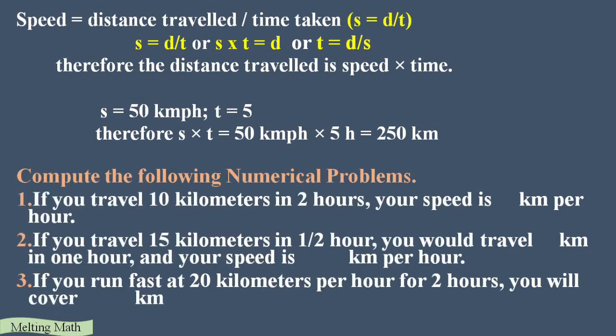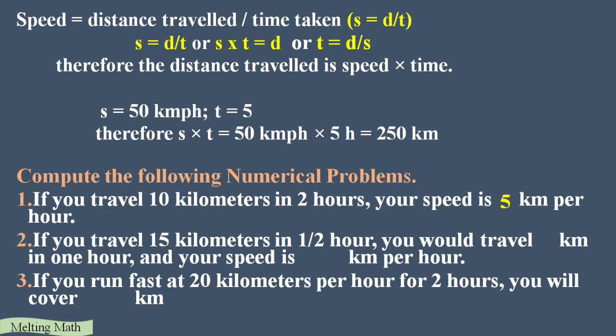First question: if you travel 10 kilometers in 2 hours, your speed is dash kilometer per hour. Here, 10 kilometers is the distance. So distance divided by time, that's speed. We have to find the speed, so distance divided by time is the formula. 10 divided by 2 is 5. So 5 kilometer per hour. That's the answer for this question.